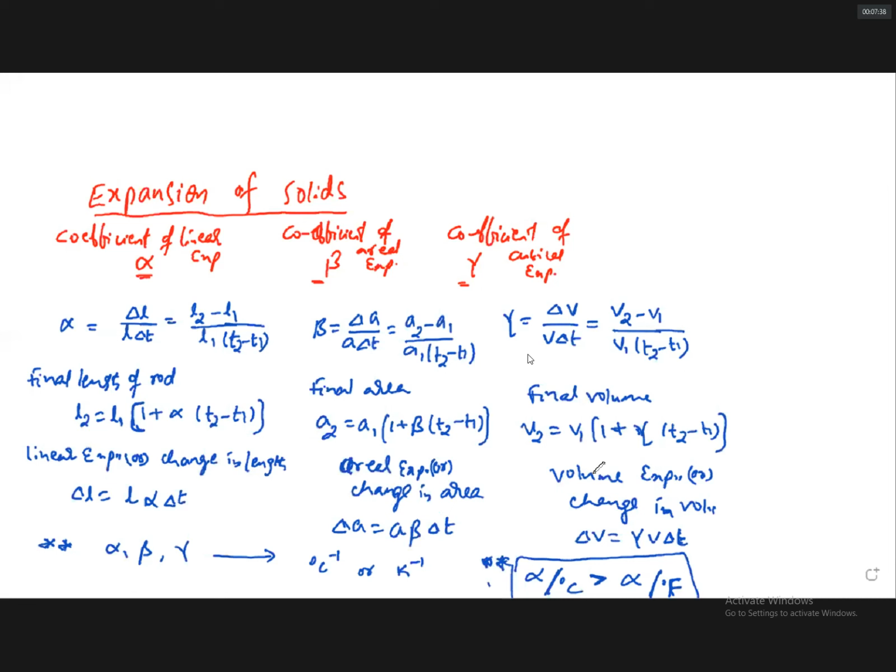Yesterday we saw that a 1 degree Celsius interval equals a 1.8 degree Fahrenheit interval. So we get a lesser value if we convert to per degree Fahrenheit. Means the alpha value given in per degree Celsius is greater than the alpha value given in per degree Fahrenheit.